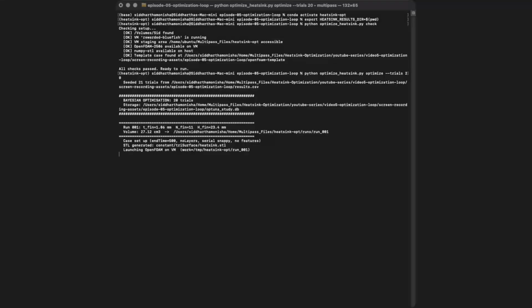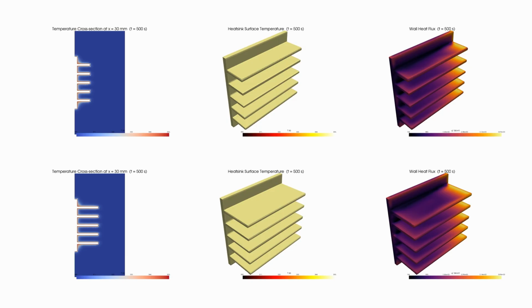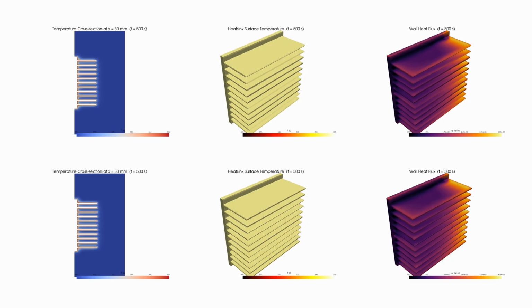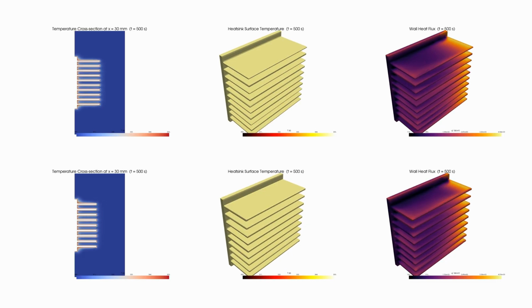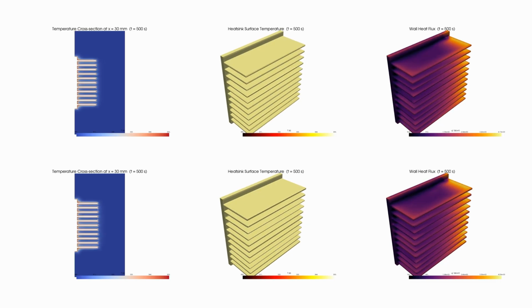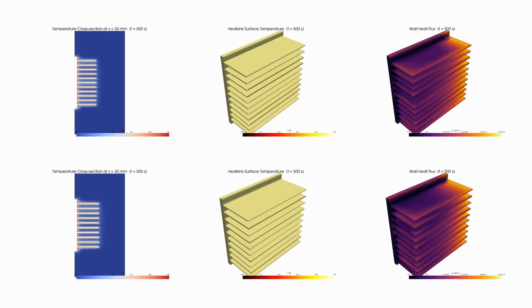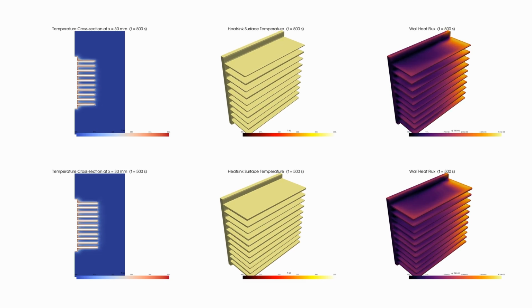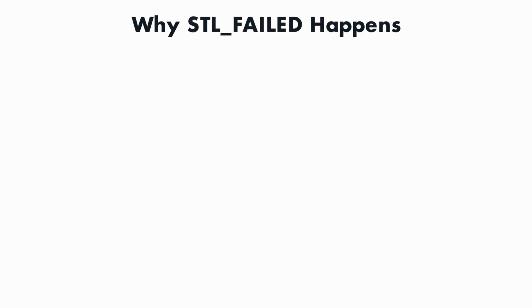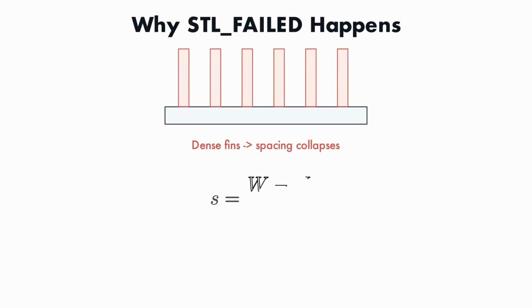And there we have it. The first few trials cluster around the thin fin region immediately because the seeded history already points there. You'll see trial numbers, the parameter suggestions, and the Q over V results after each 8-minute CFD run. Some trials do come back with STL failed. This is the pruner at work.